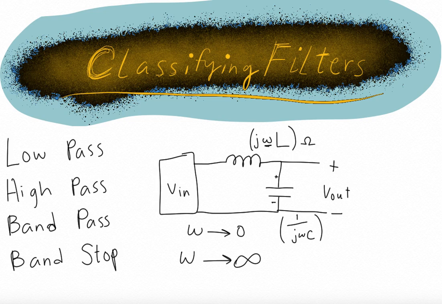Therefore, because it blocked high frequencies and was able to pass the low frequencies through, it is a low pass filter. I'm going to write LP for low pass and HP for high pass. And that's basically the intuition behind classifying filters.